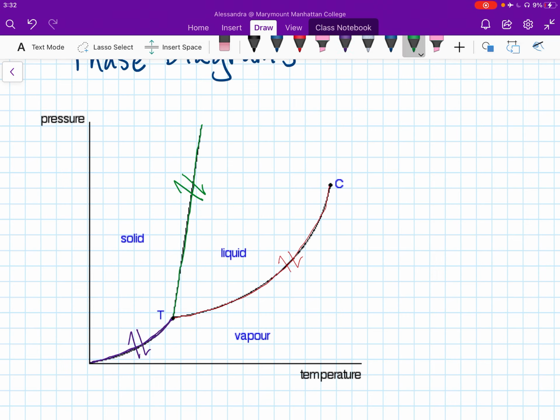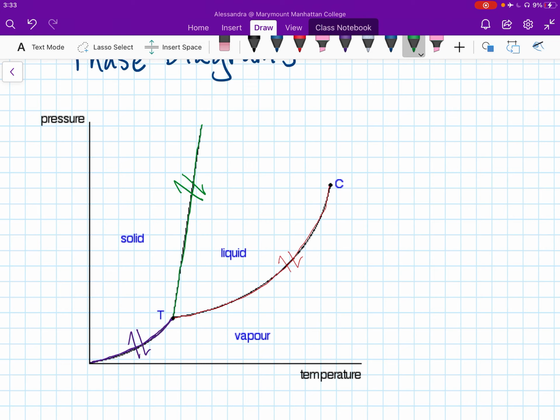Along the green line, I have vaporization, or the opposite, condensation, the equilibrium between the liquid and the solid. And then along the red line, I have vaporization or condensation, the equilibrium between the liquid and the gas. Liquid and solid is not condensation. Liquid to solid is obviously freezing. Okay, so these lines here demarcate the phase transitions between the solid, liquid, and gas phases.